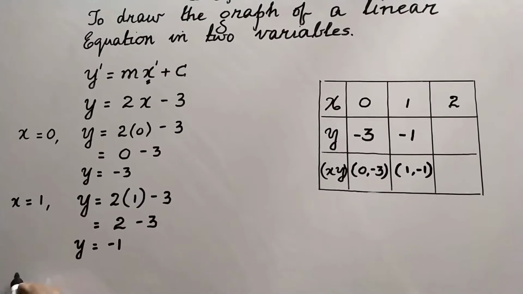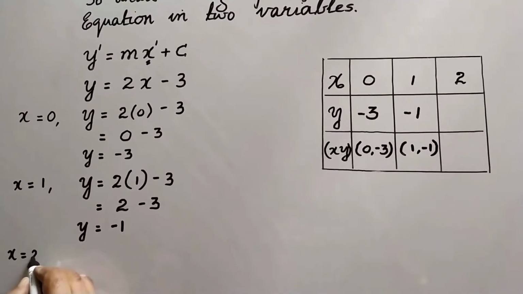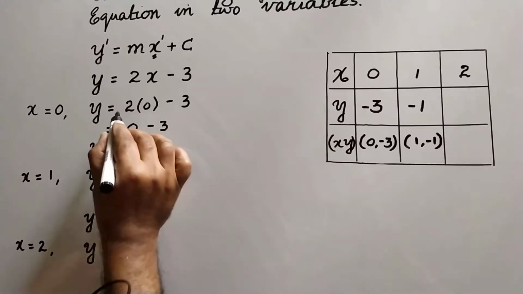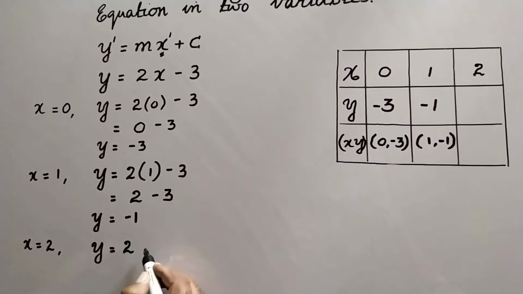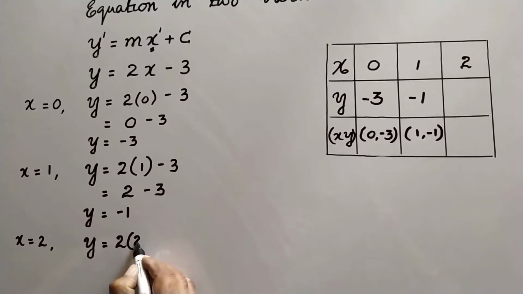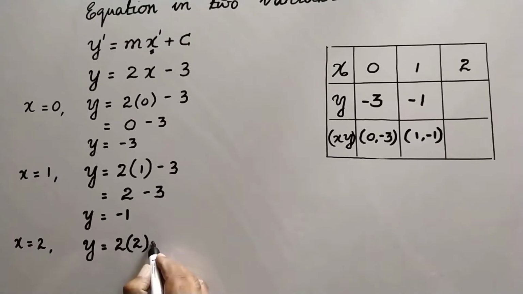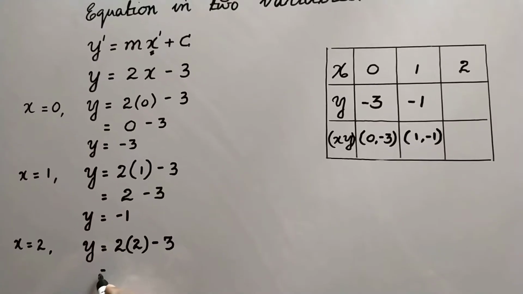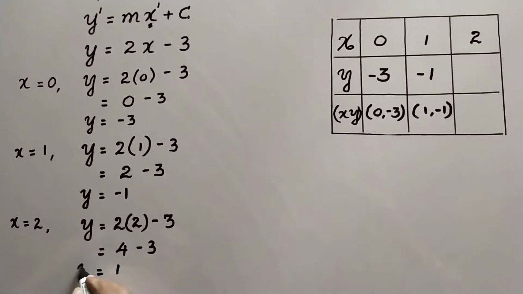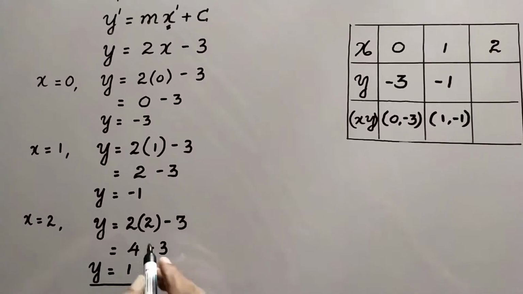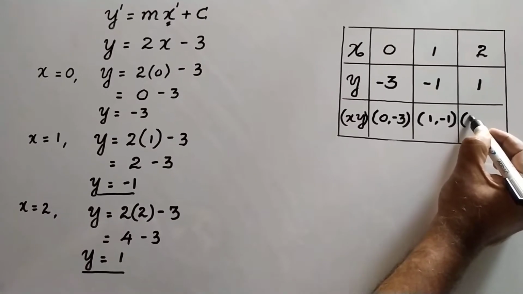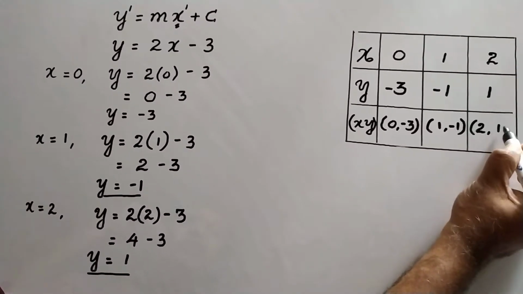And if x is equal to 2, then what will happen to y? y will be equal to, I will take the equation which is given, 2 into x minus 3, and instead of x, the independent variable, I will substitute the value 2, minus 3, that is equal to 4 minus 3. 4 minus 3 will be equal to 1. Therefore, when x is equal to 2, y will be equal to 1. And the ordered pair x, y will be (2, 1).